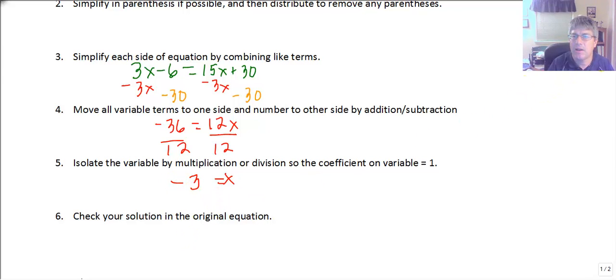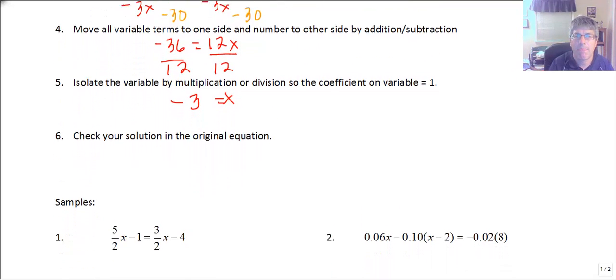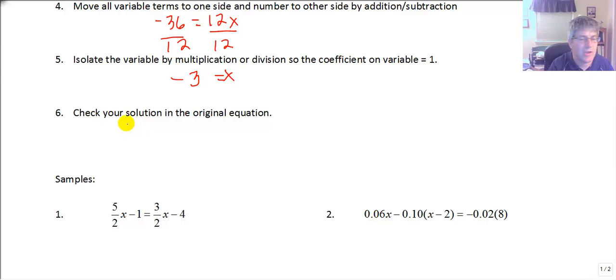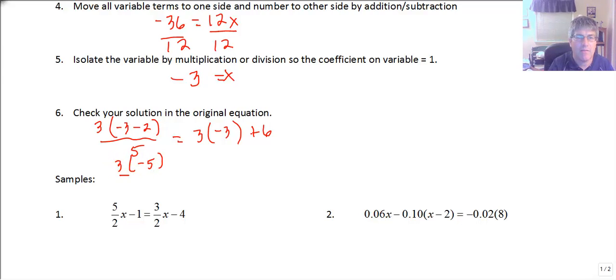And then finally, we want to check our solution in the original equation. So let's go ahead and do that. We get 3 times negative 3 minus 2 all over 5. Our fraction is back. Equals 3 times negative 3 plus 6. So we end up with 3 times negative 5 over 5 equals negative 9 plus 6. So we get negative 3 on the right, and sure enough, negative 5 over 5 is negative 1. We get negative 3 on the left, and that does check out.